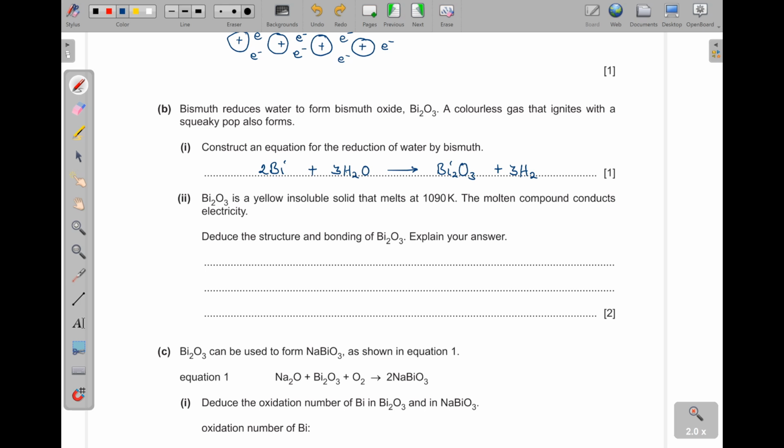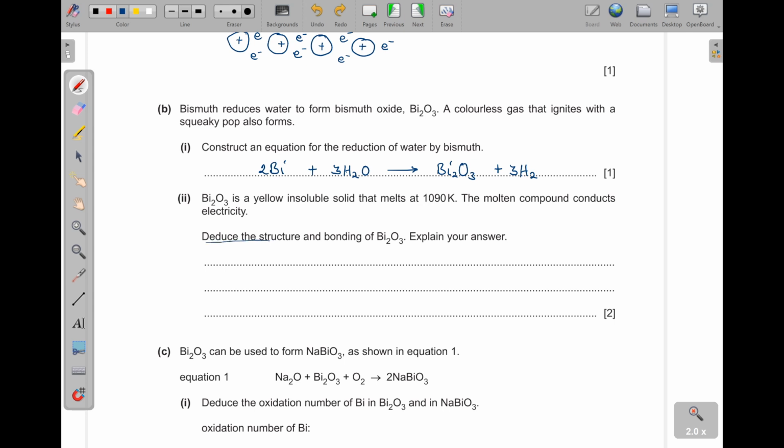Now, you don't need to put the states unless they tell you to include the state symbols. That is when you do so. So just leave it like that. Now, this oxide here is a yellow insoluble solid that melts at 1090 kelvins. The molten compound conducts electricity. So if the molten compound conducts electricity, then that means it's an ionic compound, right?